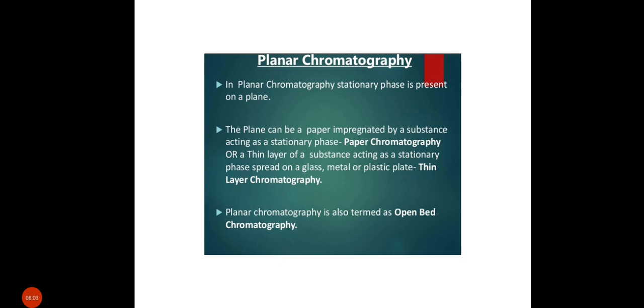So the plane can be paper impregnated by a substance acting as a stationary phase. This is called paper chromatography. Or a thin layer of a substance acting as a stationary phase spread on a glass, metal, or plastic plate, then it is called thin layer chromatography. Planar chromatography is also termed open bed chromatography.